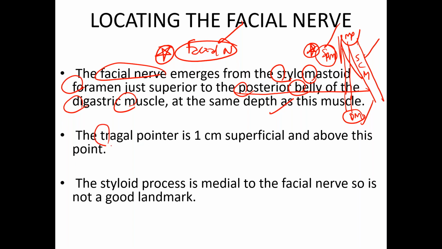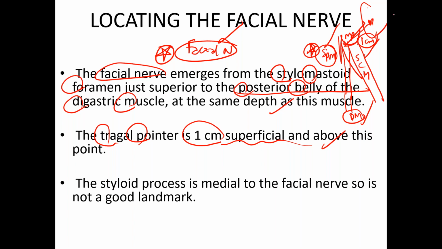So what about the tragal pointer? The tragal pointer is 1 centimeter superficial and above this point. For example, if this is the ear canal, like this, this is the tragus. The tragal pointer is at a distance of almost 1 centimeter. You should keep it in mind. This is the tragal pointer, 1 centimeter from the tragus.